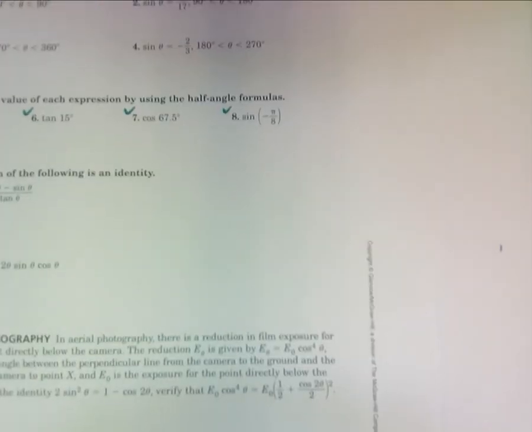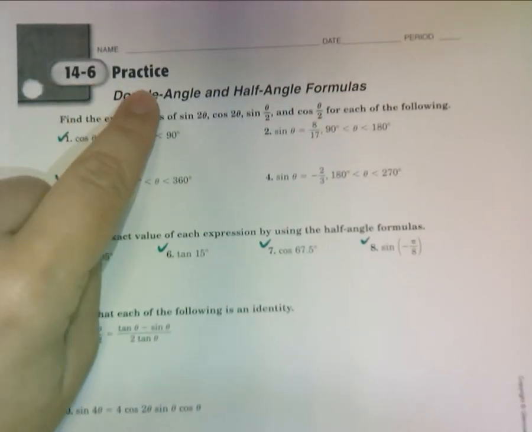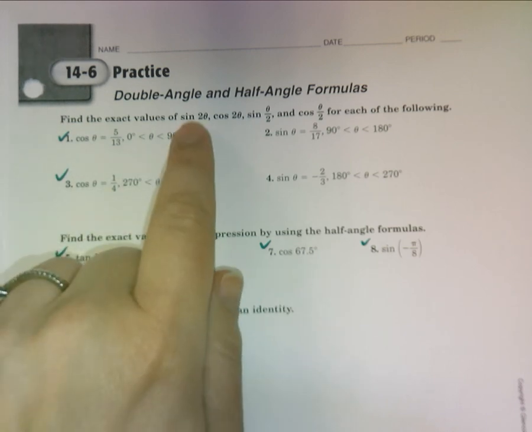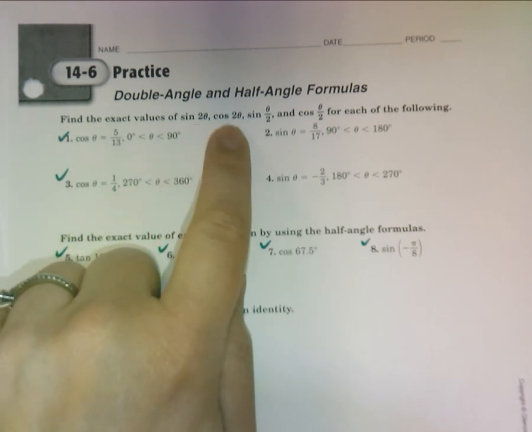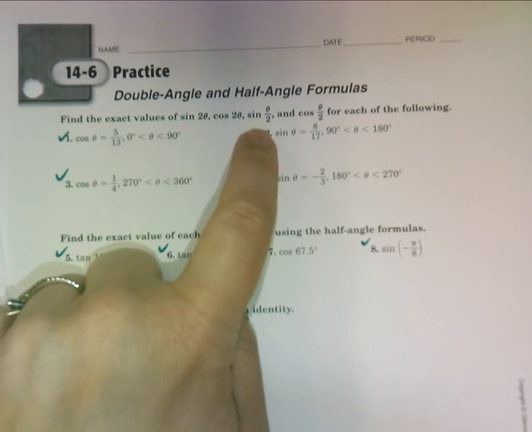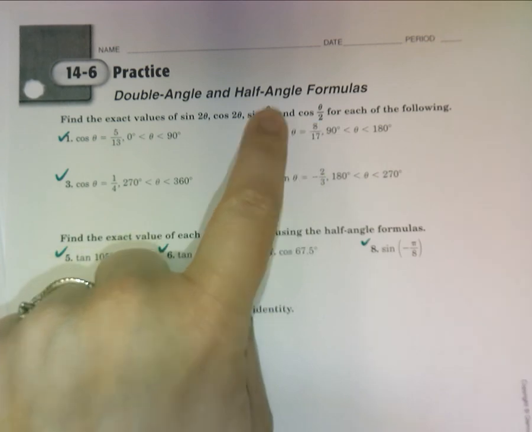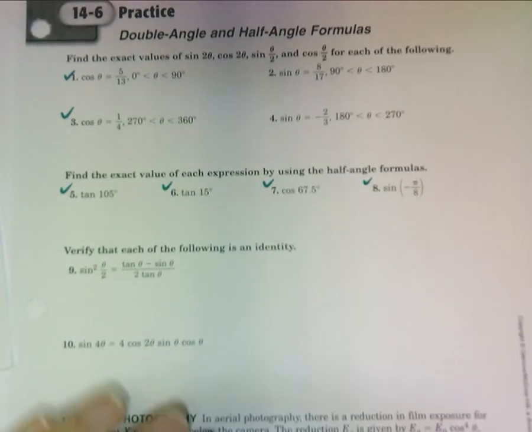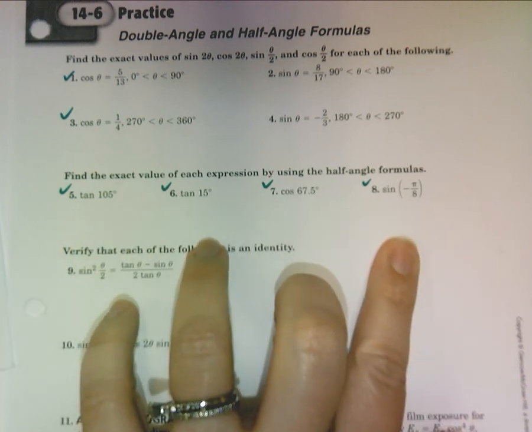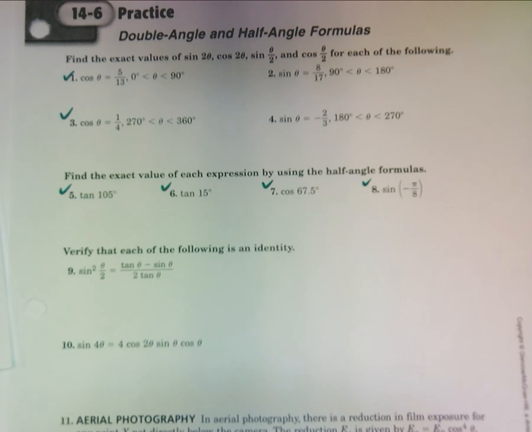That's it. Your homework tonight, this page right here, it says 14.6, practice, double angle. You're doing 1 and 3. Now this goes back to, you're going to find the sine of 2 theta, the cosine of 2 theta, so those are double angles. Then you're going to find the sine of theta over 2, and cosine of theta over 2. You're going to find the half angles. And then you're going to do 5, 6, 7, and 8. And actually, I know, you're welcome. So you really have 4 problems.